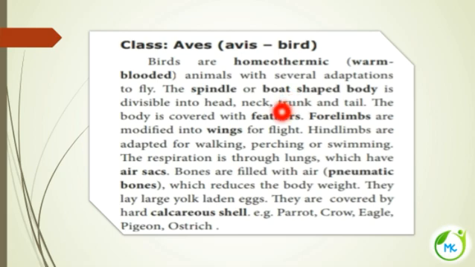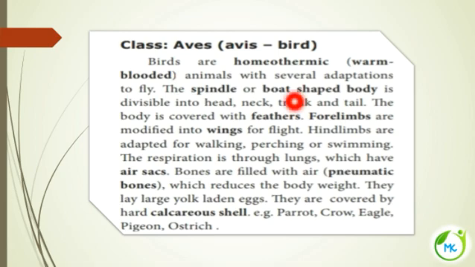Okay, so they have feathers, and the forelimbs, the front limbs, are modified into wings, and with the help of the wings they are able to fly. And hind limbs are adapted for walking, perching, or swimming. So perching means holding things, like a tree bark, for that it will be using. And the respiration is through the lungs, and the lungs will have air sacs.